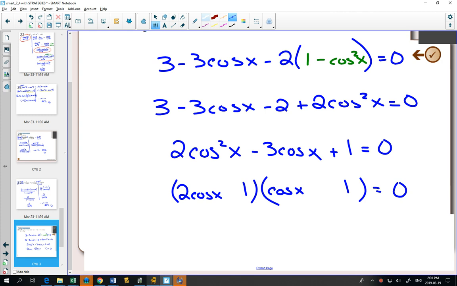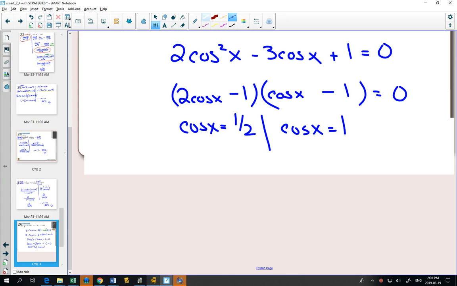You need to get a negative 3 cos x. So these will both have to be negative. So my outside is negative 2, my inside is negative 1. Together, those combine to give me a negative 3 cos x. Splitting this up, I get cos x equals 1/2 and cos x equals 1.